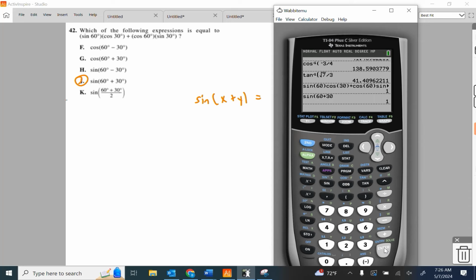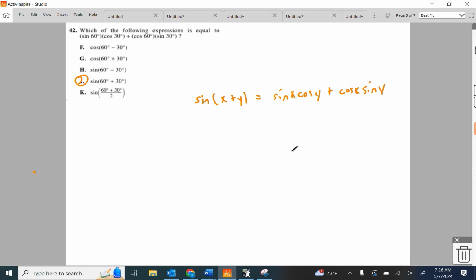Here's something else you can do if you're really feeling up to it. You can draw yourself a 30, 60, 90 triangle: 1, 2, root 3. And the sine of 60 is going to be root 3 over 2. Cosine of 30 is going to be root 3 over 2.